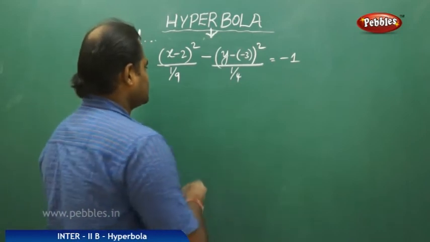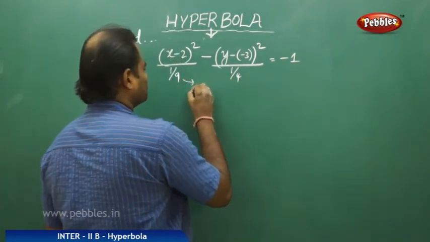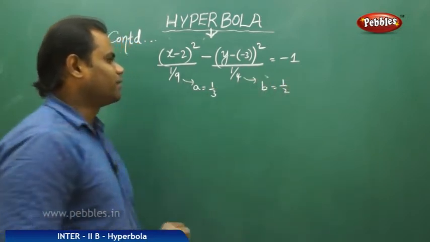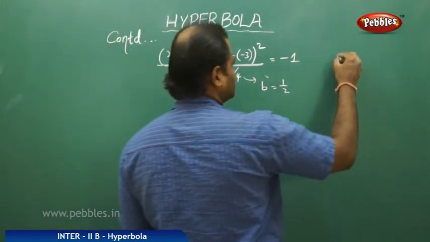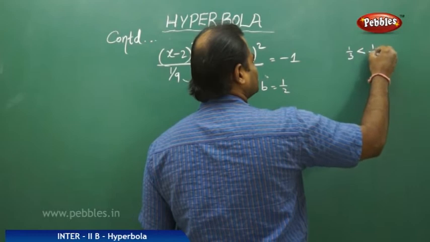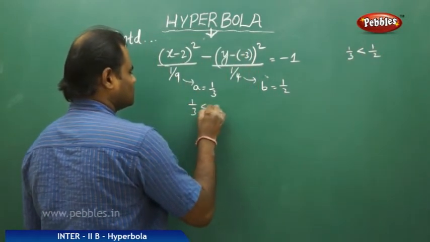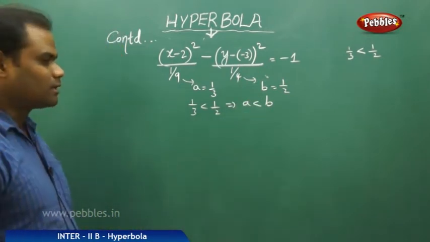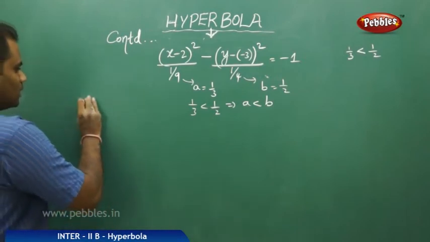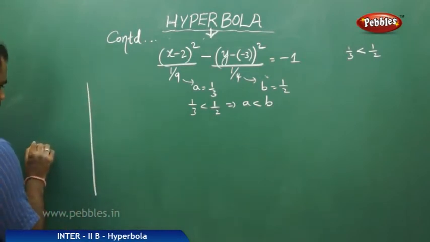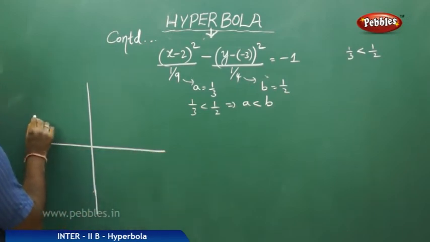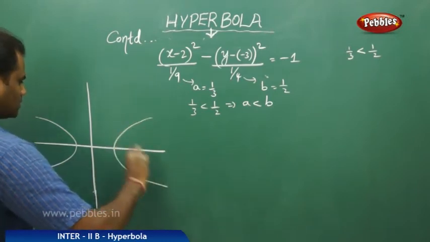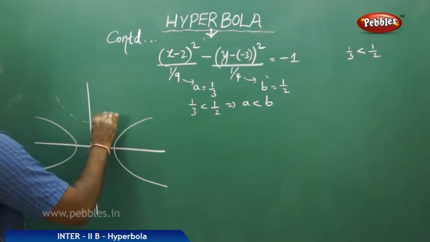Now clearly, as I see here, my a derived out of here is 1 by 3 and my b out here is 1 by 2 when I raise this to the square. Now clearly I know that 1 by 3 is less than 1 by 2. That implies a is less than b. So for a less than b, the condition is that the hyperbola has this, where the conjugate hyperbola lies out here because its original hyperbola lies on the top.